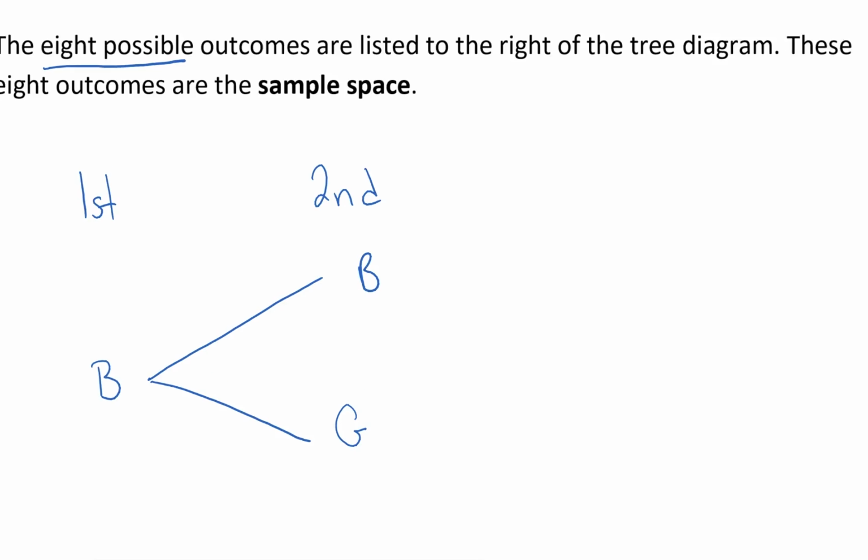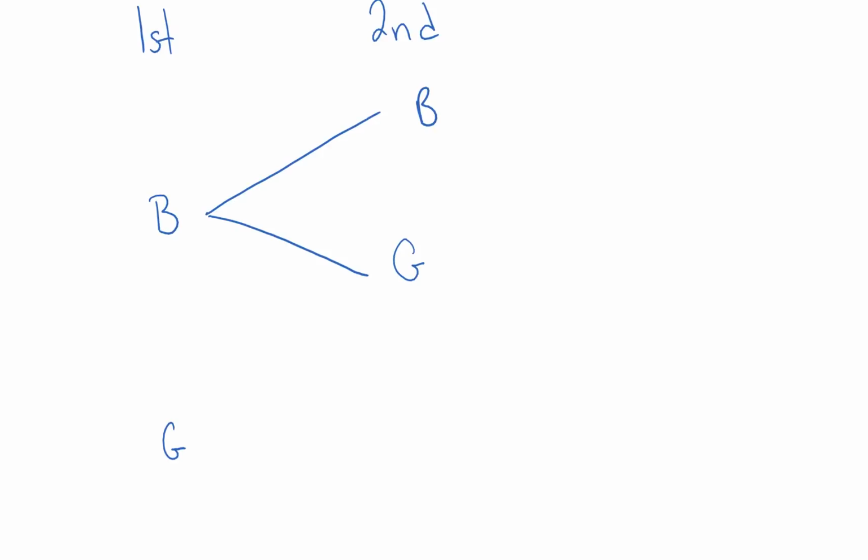Let's start with the first child. So the first child can either be a boy or a girl. Okay, so starting there. Now, the second child could also be a boy or a girl. If the first child's a boy, does it determine whether the second child is a boy or a girl? No. So, first child's a boy, second child could be a boy or a girl. Now, if the first child was a girl, the second child could be a boy or a girl.